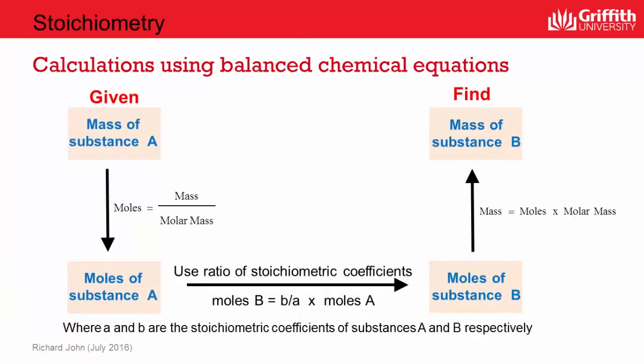So this diagram here gives you a very good guide as to solving these stoichiometric calculations involving chemical equations. If you're given the mass of A, then you need to do step 1 to convert it to moles of A. Step 2, you convert the moles of A to the moles of substance B using the ratio of the stoichiometric coefficients. And then step 3, you'll calculate the mass of substance B using the rearranged equation, mass equals moles times molar mass.